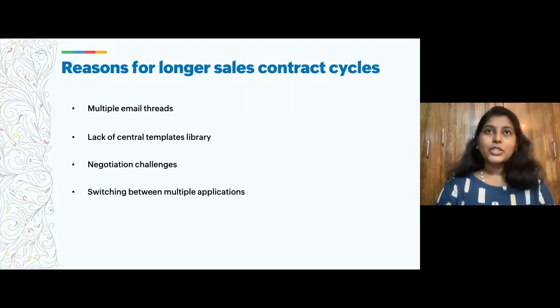And then the negotiation challenges. When there are multiple negotiation cycles happening, say for example 5 cycles, a particular contract is undergoing 5 negotiation cycles, and if you want to compare the very first document version with the latest version, if there is no CLM in place, then it is definitely going to be a challenge, which is going to be very time consuming and a lot of hard work involved. And then the switching between multiple applications. All of them lead to a longer sales contract life cycle, which in turn impacts the deal closure.